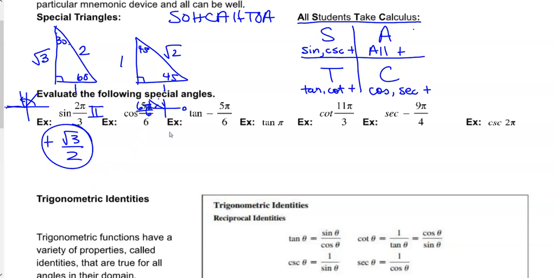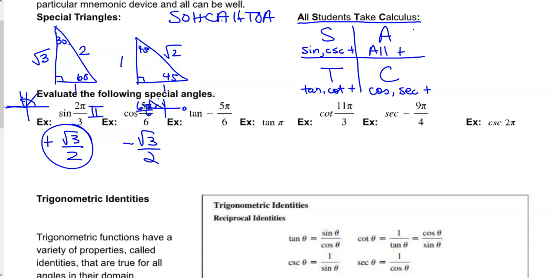Cosine in the second quadrant is negative. Now, we go to our 30, 60, 90 triangle. I'm looking for the cosine of a 30. Cosine is adjacent over hypotenuse. Here's my 30. Where's the side next to that? It is root 3 over that 2. So negative root 3 over 2 is your answer. Okay? If you're a pro at this, work these through and then go through and find my answers. You don't have to watch the whole thing if you already know how to do these.